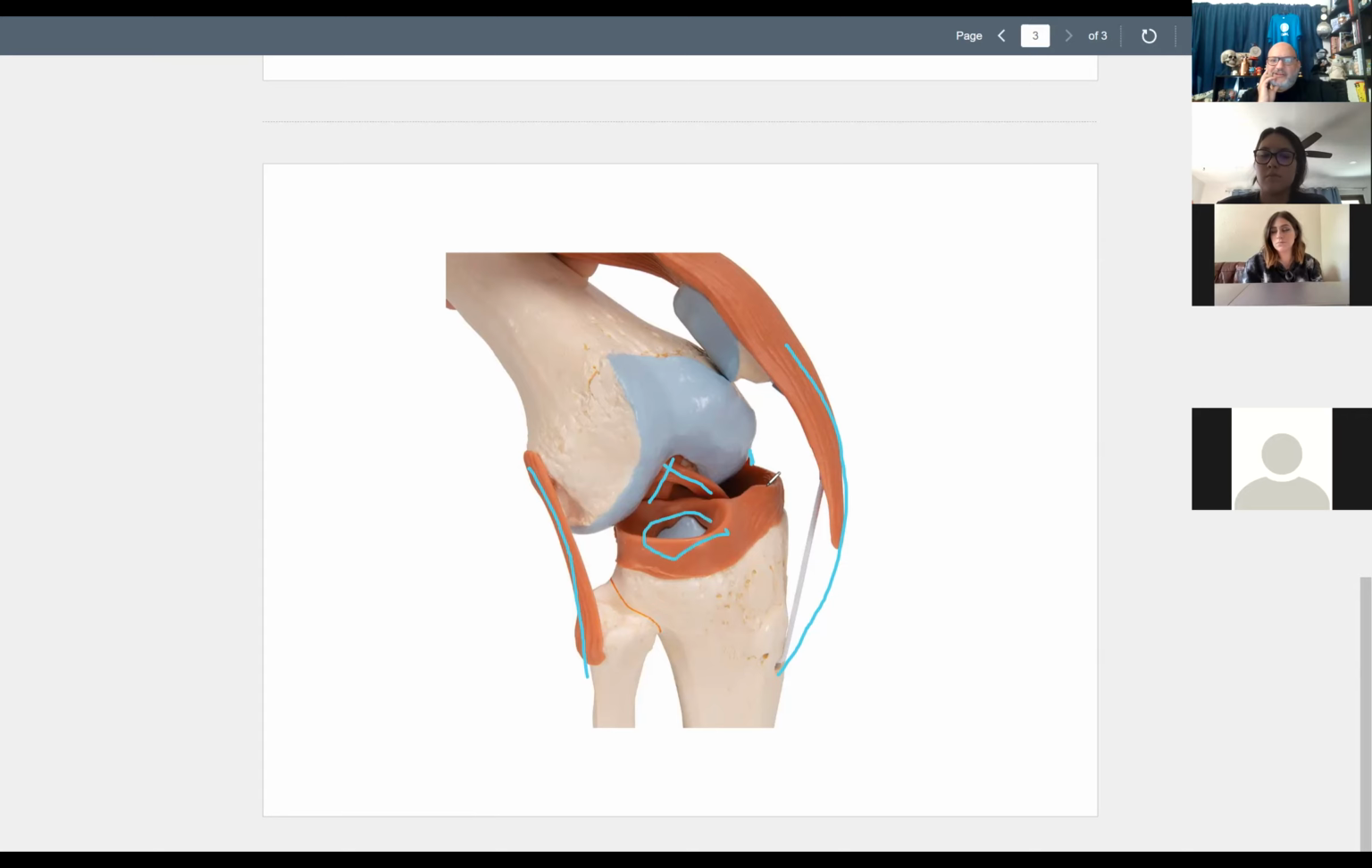We're responsible for the menisci, and we're responsible for the articular cartilage. And I think that's it. Am I correct? Is there anything else on that list? Perfect. So there you go.